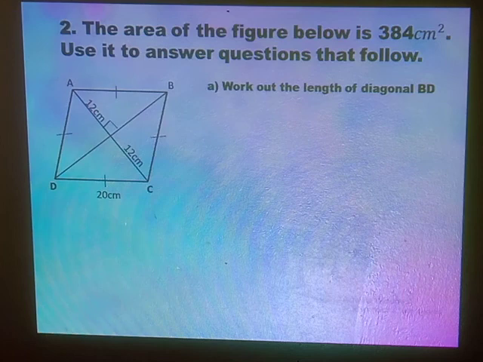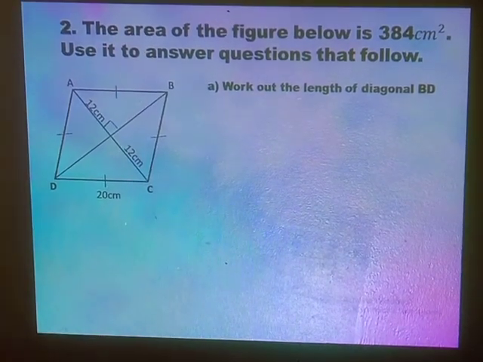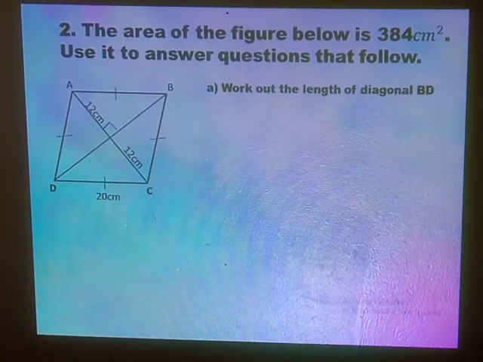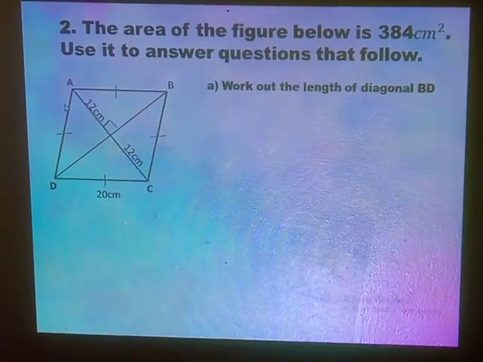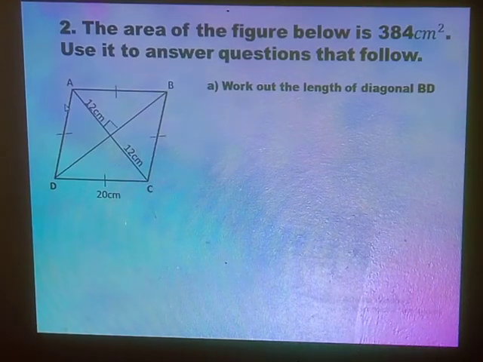Diagonal AC is given. From A to the center is 12 centimeters. From the center to C is 12 centimeters. So that should be able to guide you to find the length of the diagonal. 12 plus 12 is 24. We are also given the length of each side. You can see DC is 20 centimeters. That's the length of each side.